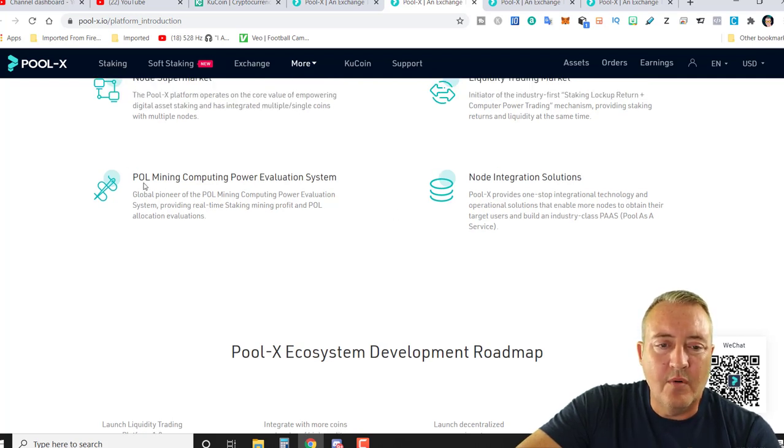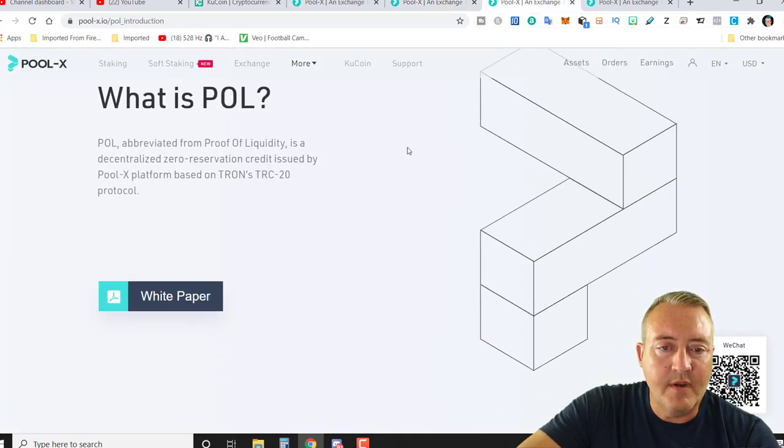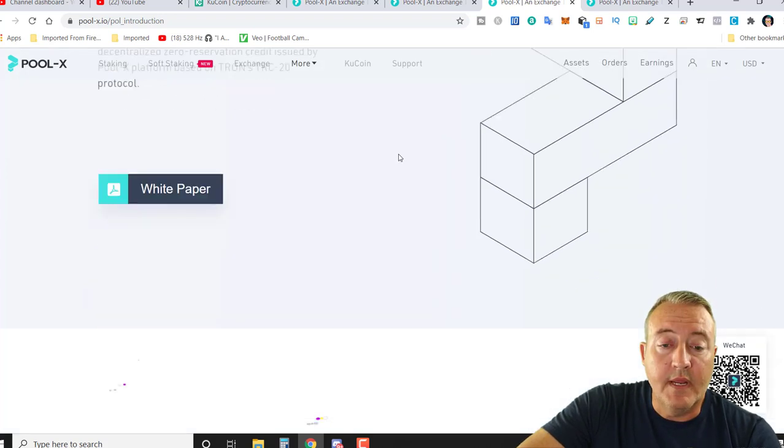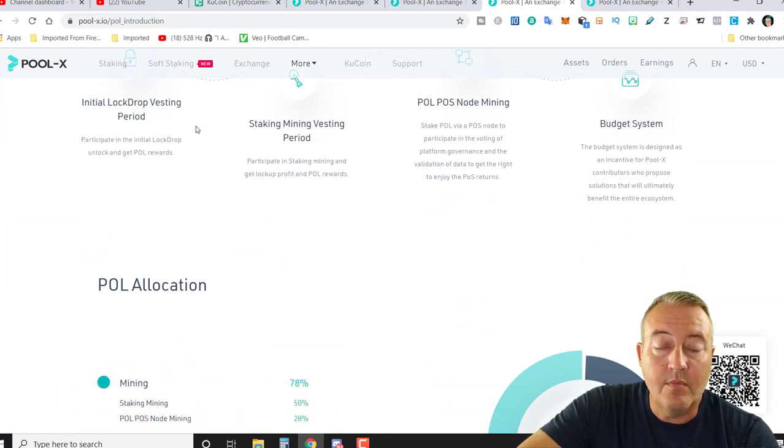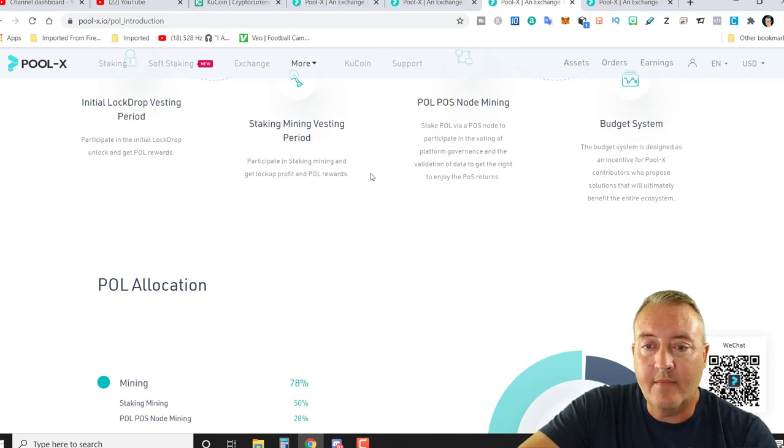So what is this POL here? P-O-L, proof of liquidity. If you go over to here, what is POL? POL, abbreviated for proof of liquidity, is a decentralized zero reservation credit issued by the Pool X platform based on Tron's TRC20 protocol. Scroll down here a bit as well. Initial lock drop vesting period: participate in the initial lock drop, unlock and get POL rewards. Staking mining vesting period: participate in the staking mining and get locked up profit and pool rewards. That's what I'm doing with Atom right now.